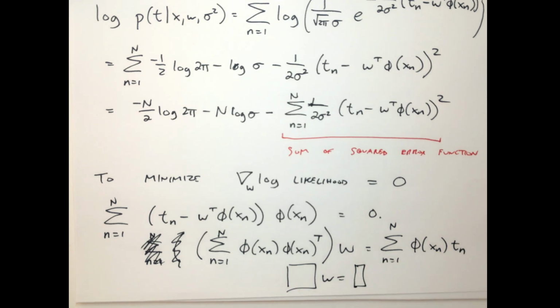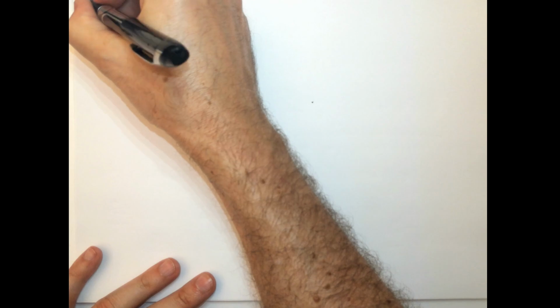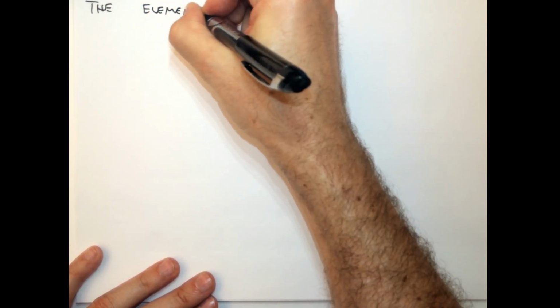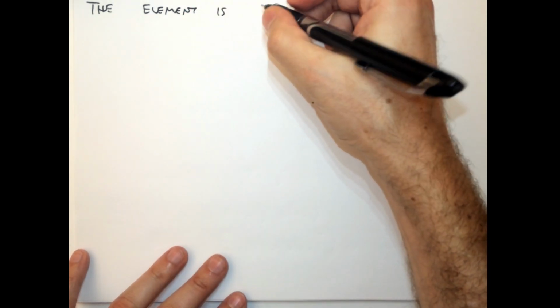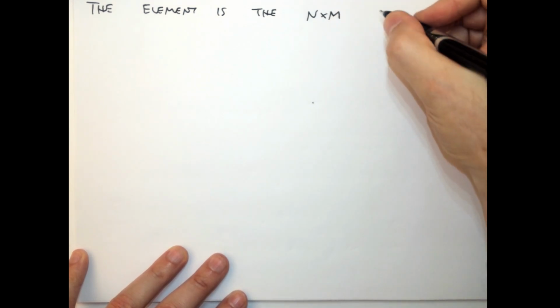Now, to simplify my notation, I'm going to collect a bunch of junk together to make life a little easier, right? So this big matrix, what is it? The key element is what we call the design matrix. N rows, M columns.